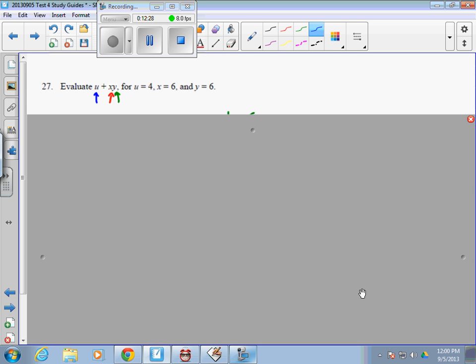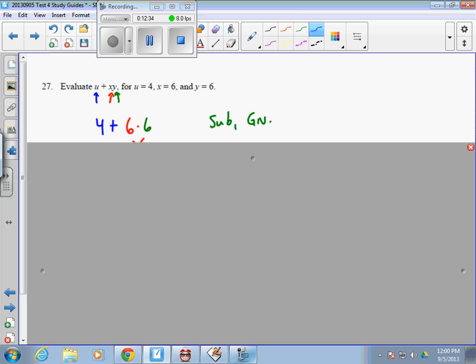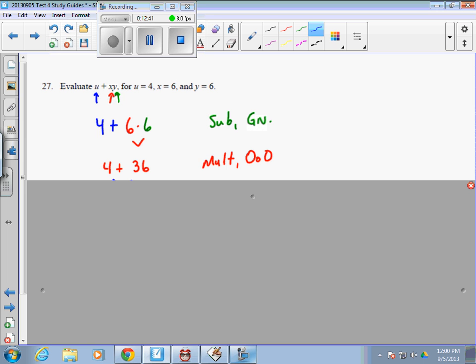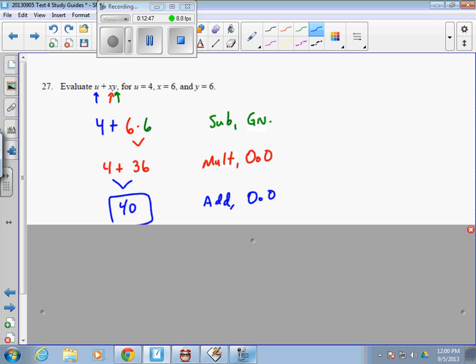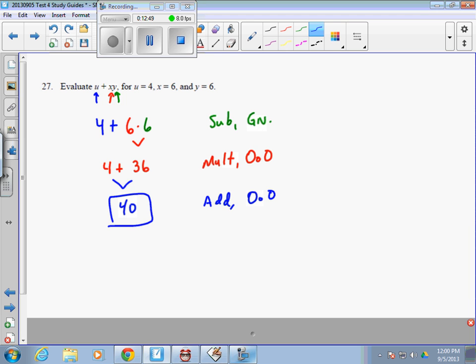27 says evaluate u plus xy, for u is 4, x is 6, and y is 6. In place of u, you plug in 4. In place of x, you plug in 6. And in place of y, you plug in 6. So 4 plus 6 times 6 is substituting in given values. The next step, multiply 6 times 6, multiplication because of order of operations. Then you finish it up, adding 4 plus 36. Again, order of operations tells you 40.